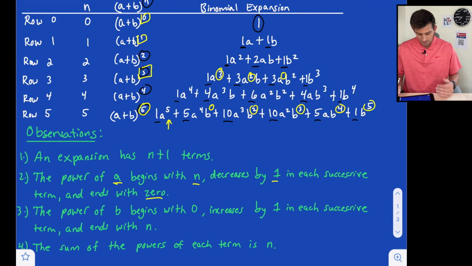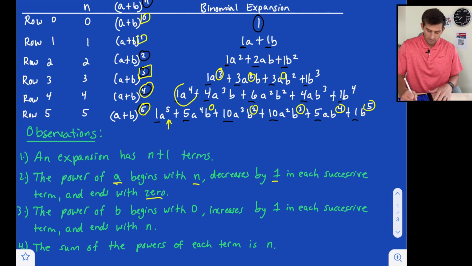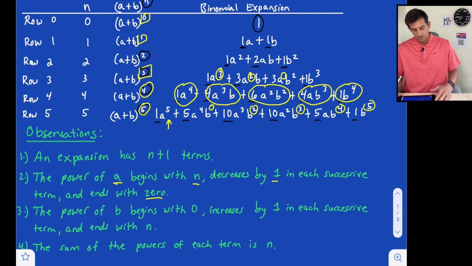And then lastly, it says the sum of the powers of each term is n. Okay, so let's take, for example, our 4th row here. So the terms would be like a to the 4th, 4a cubed b, 6a squared b squared, 4ab cubed, and 1b to the 4th. So the sum of the powers in each term should be n. Well, we're looking at when n is 4. So the sum of our powers should be 4.